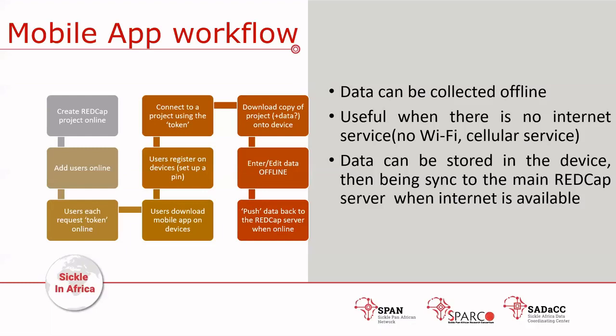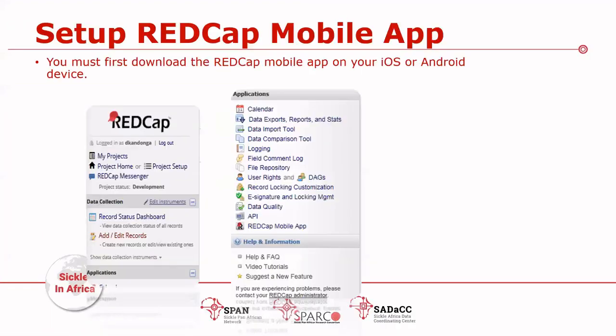So actually, I'll just go through different pictures of how this can be done. As I've said before, when you are setting up a mobile app, you must first download the Redcap mobile app. On the left of your screen, that is the Redcap, where you will see the pointer in the last called Applications. So the mobile app feature will be in the applications. If you don't see the mobile app in the application menu, then you need to ask an administrator to give you rights to have that application.